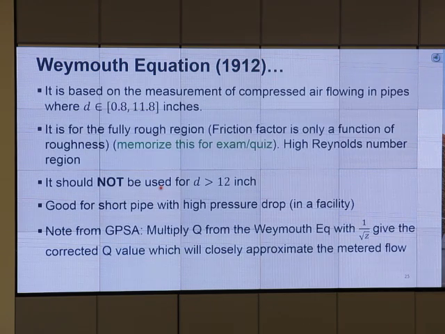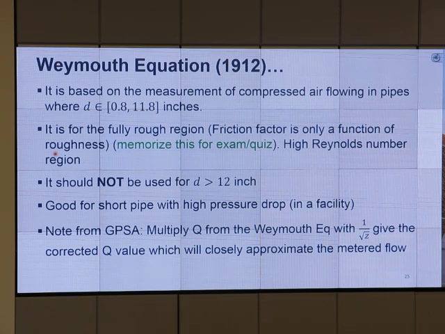Diameter less than 12 inch. It is based on measurements of compressed air flowing in pipe from 0.8 inches to 11.8 inches, so this is empirical. If you want to use it for 12, maybe not a good idea. 20 inch, no, not Weymouth. It is for the fully rough region. Fully rough region means friction factor is only a function of roughness.